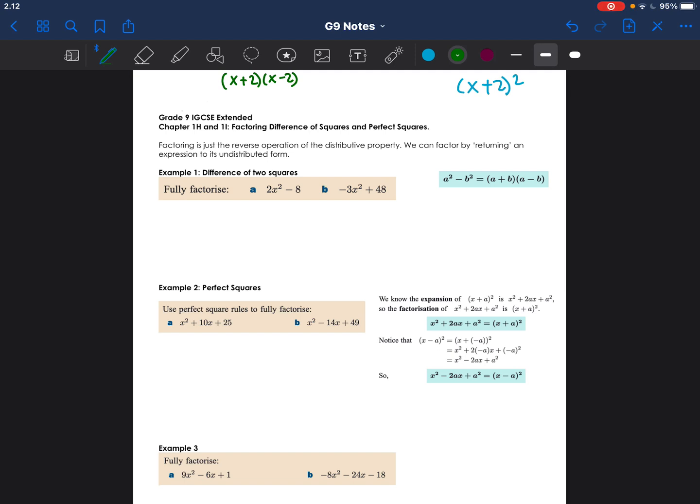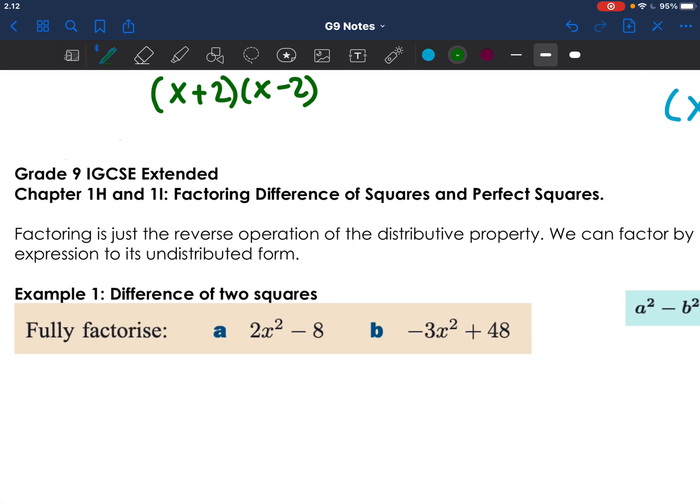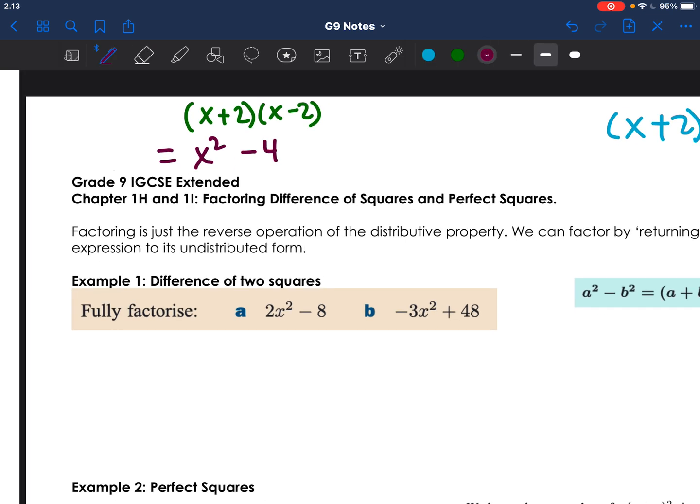Grade 9, so today we'll talk about factoring, the difference of squares, and perfect squares. Difference of squares looks like x plus 2 times x minus 2. The difference is only the operations, right? If you expand that, you should remember that it's x squared minus 4. The middle cancels out, which is nice, right?